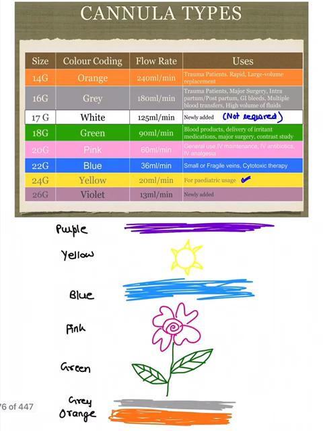Now coming on to the next important topic, that is the color coding of the cannula. This cannula is one of the frequently repeated topics in your exam. So you need to know about the size, color coding, flow rate, and the uses. Remember the mnemonic. So what happens, guys? Initially go from down to up.